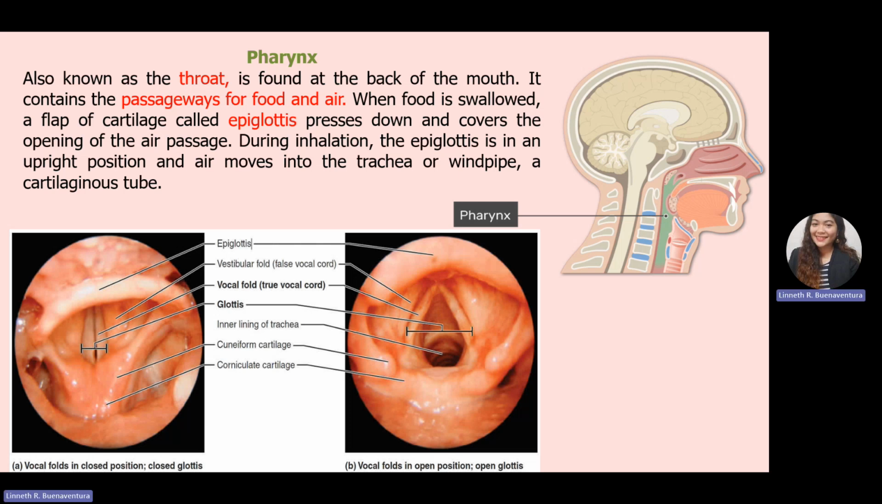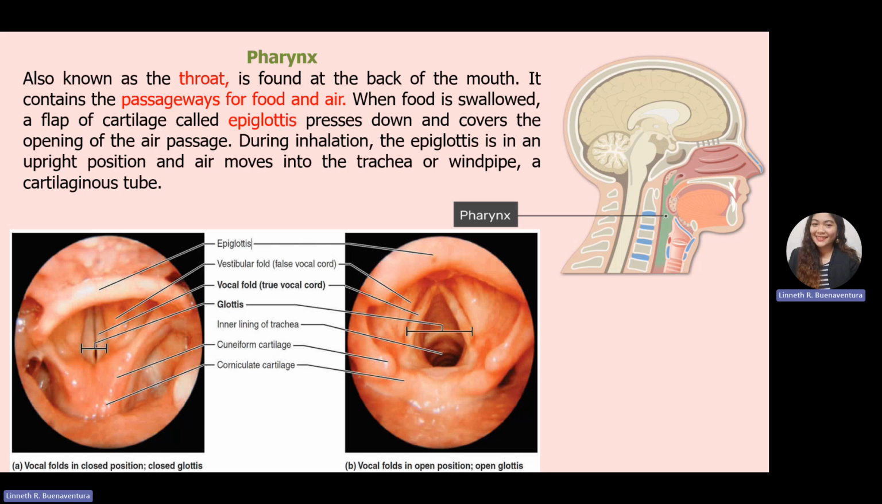So it is important for us not to talk during eating, because the epiglottis might open and some food particles might enter the respiratory system, not the esophagus.